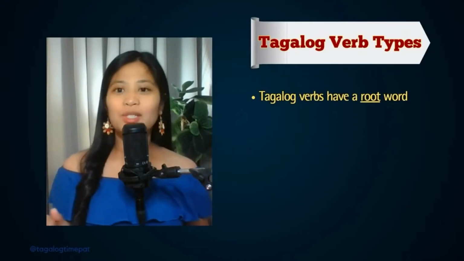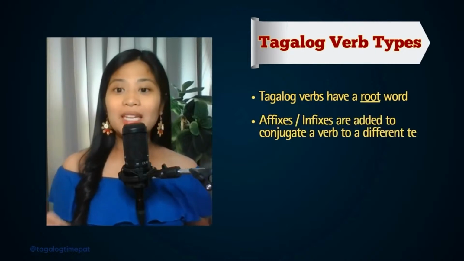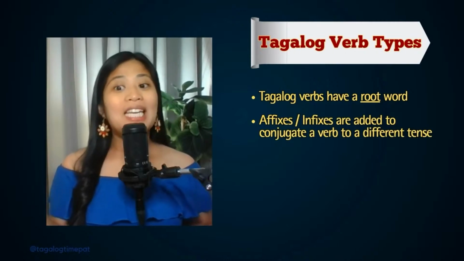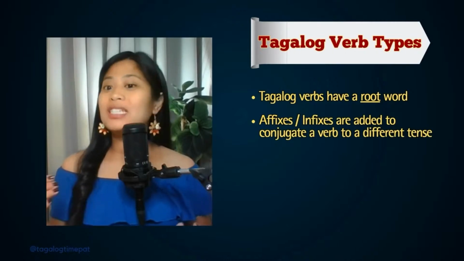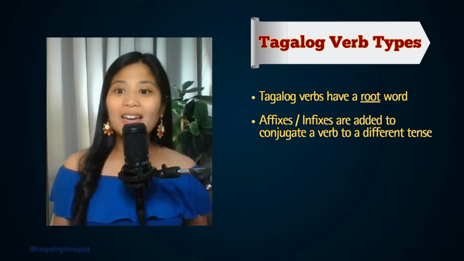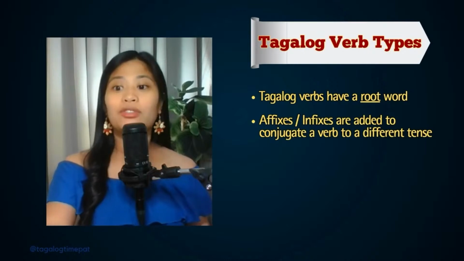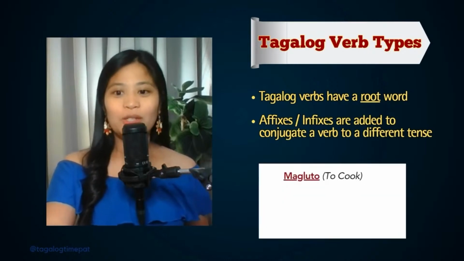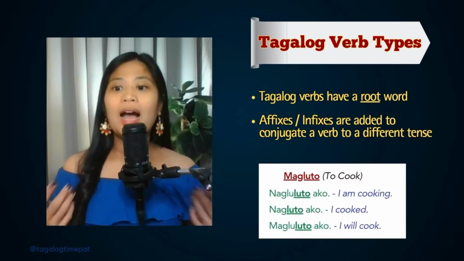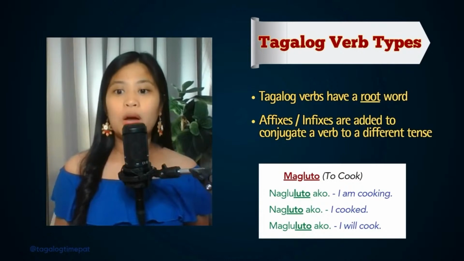Okay, so now just a review that all Tagalog verbs have a root, and then something is added to them, whether it's an affix at the beginning, maybe an infix in the middle, or even a suffix at the end, which we will see today. So something is added to the root to conjugate it to a different tense. So for example, the word magluto, to cook. In the present tense, it's nagluluto ako. I am cooking.